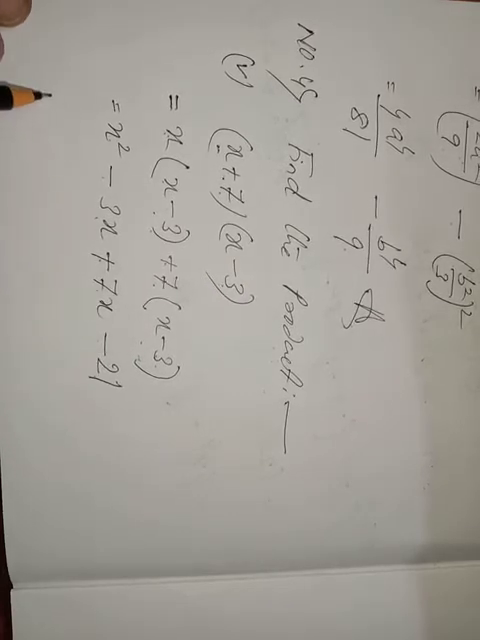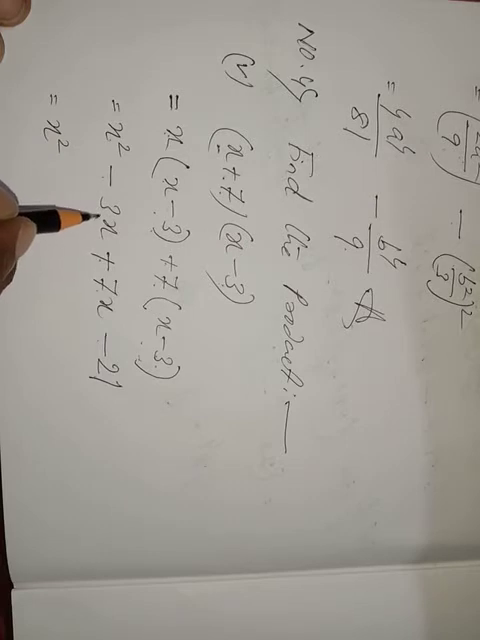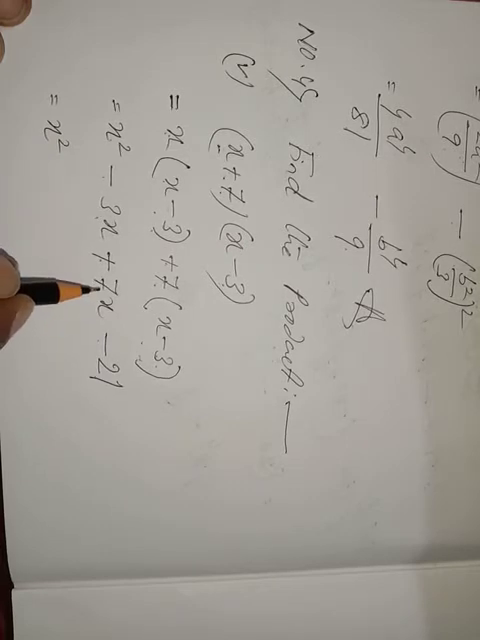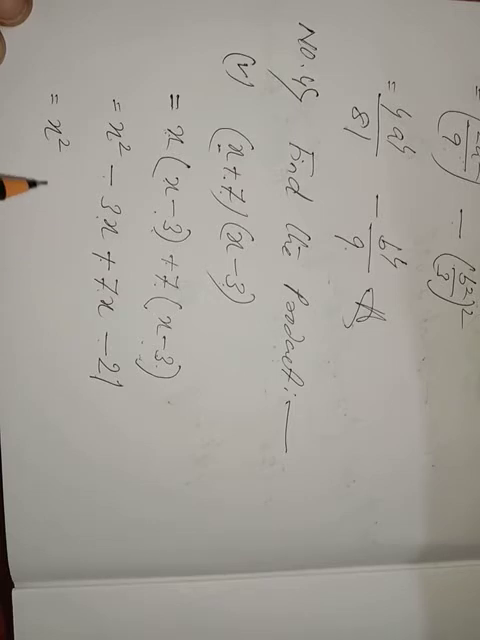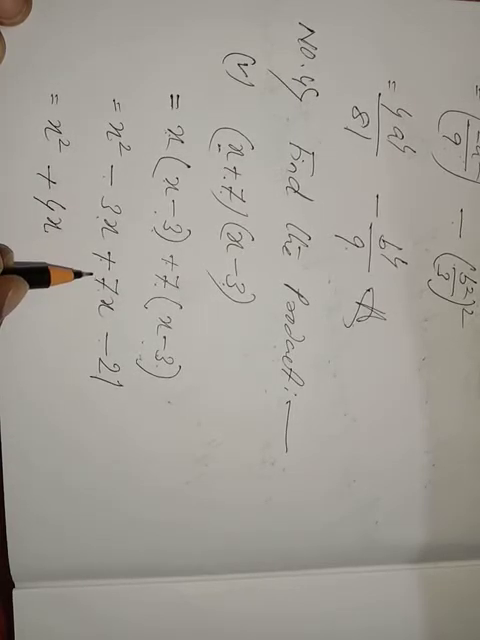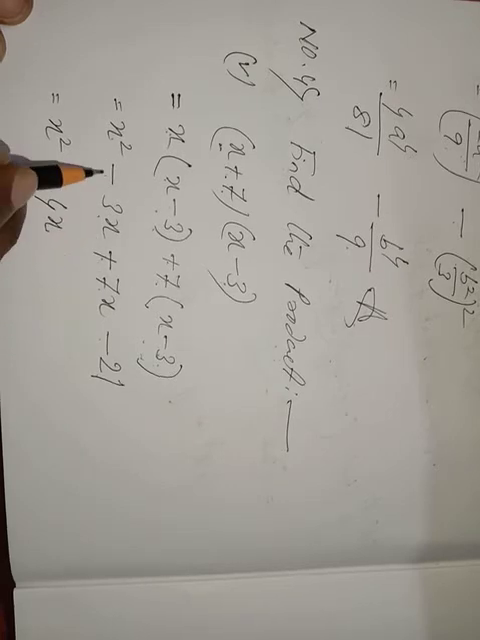Now you have to arrange here properly. First, keep x square. See here, minus 3x plus 7x. What is the result? This will be plus 4x. How is it coming? Because the plus sign is greater, plus 7 minus 3, just subtraction. It will be plus 4x.